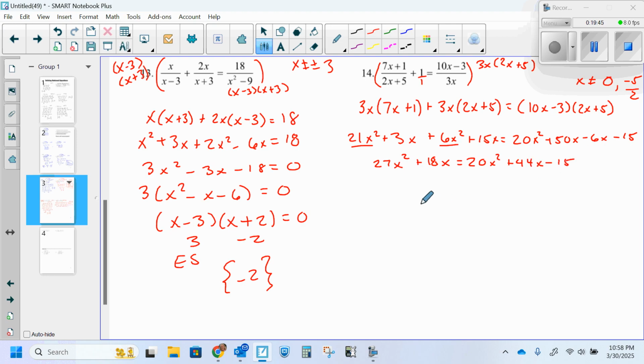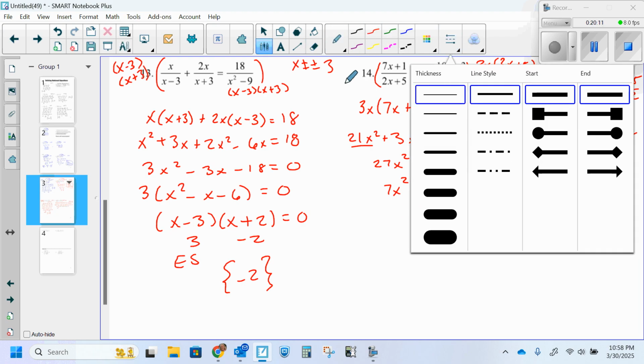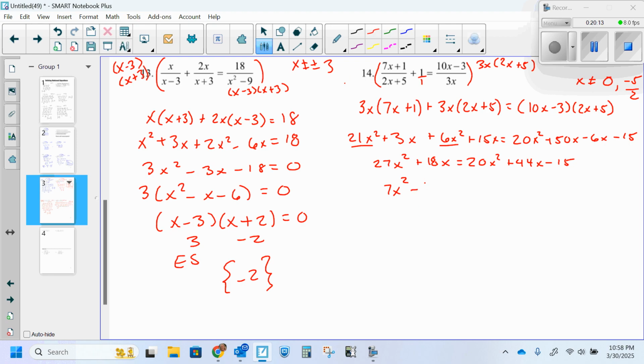Ooh, my hand hurts. Okay, now let's get everything over to the left. So subtract 20x squared. Subtract 44x. Let's see, 44 minus 18, that is, oh, try that again. Minus 26x plus 15.